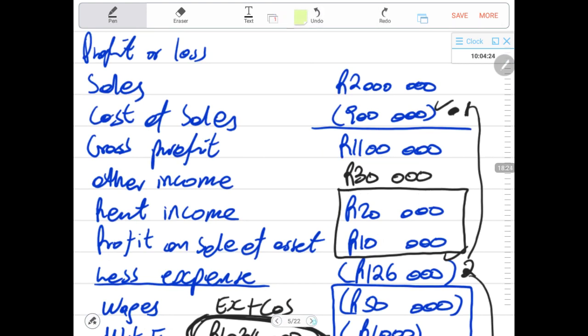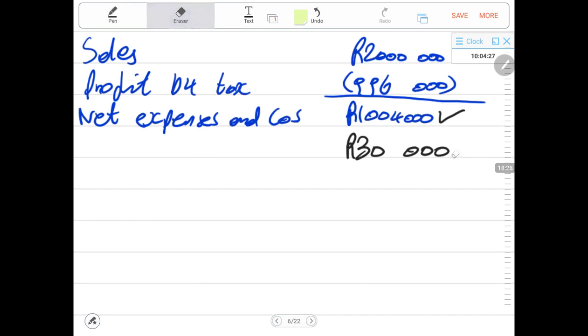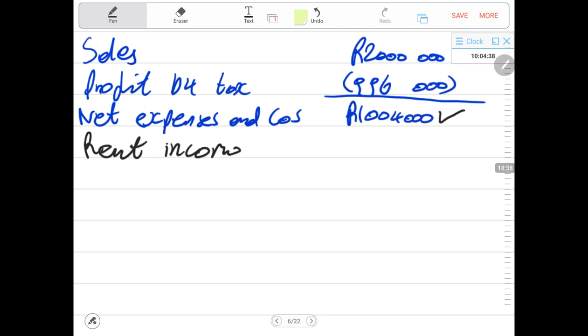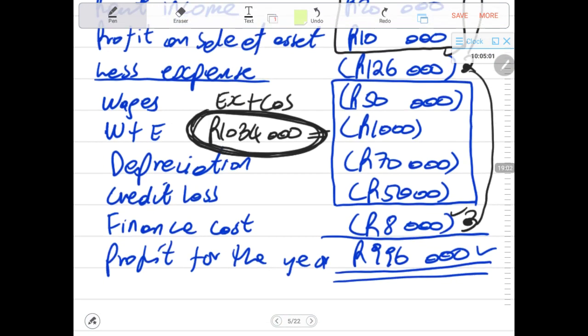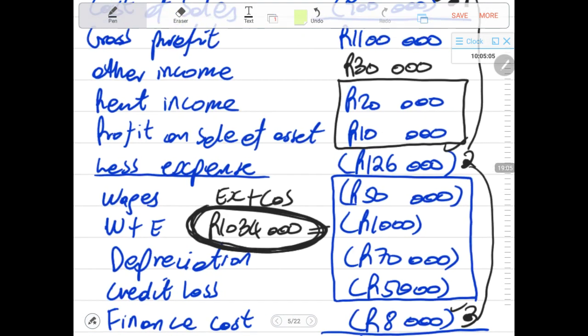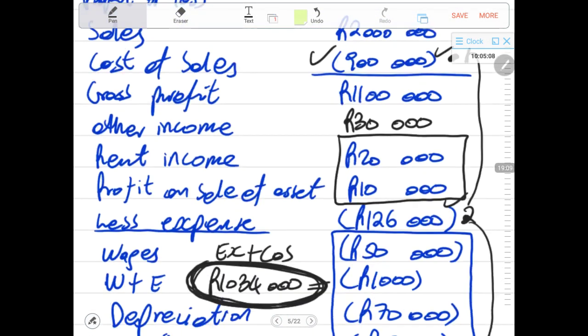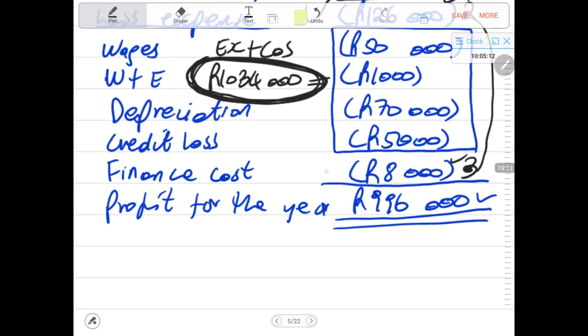So that is why when we do cash paid to suppliers and employees, incomes are added. That is why we'll have to say rent income, we add back the rent income. We need to add back the rent income, which is an amount of 20,000 rands. And also we need to add the profit on sale of the asset, and if we add these two, which is 20,000 rands and the 10,000 rands, the total of our expenses and cost of sales will be correct, meaning it will be the actual amount: 900,000 rands plus 126,000 rands plus 8,000 rands.